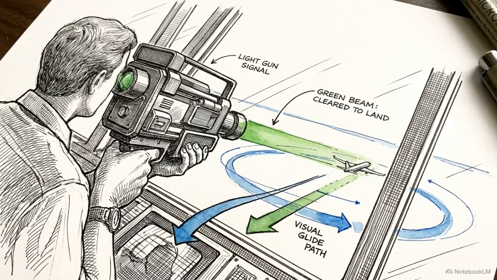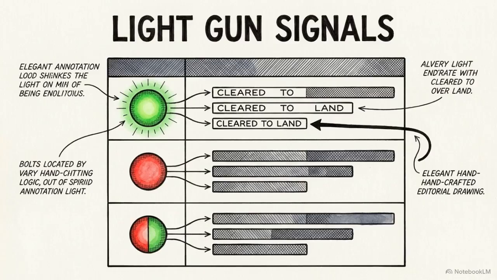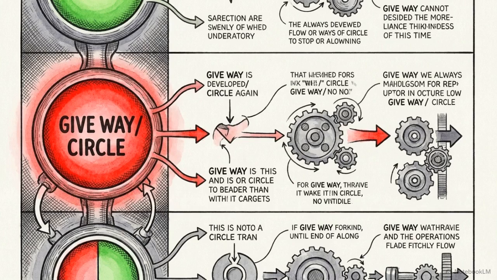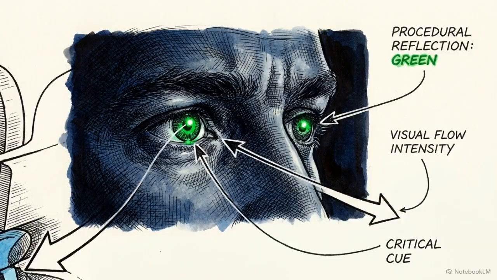With the primary digital and vocal data streams severed, air traffic control immediately falls back to a centralized analog system, a high-intensity directional light gun aimed directly at the cockpit from the tower window. In this matrix chart, the flashes of light act as absolute commands. A steady green light authorizes the pilot to land. A steady red light means they must give way to other traffic and continue circling.